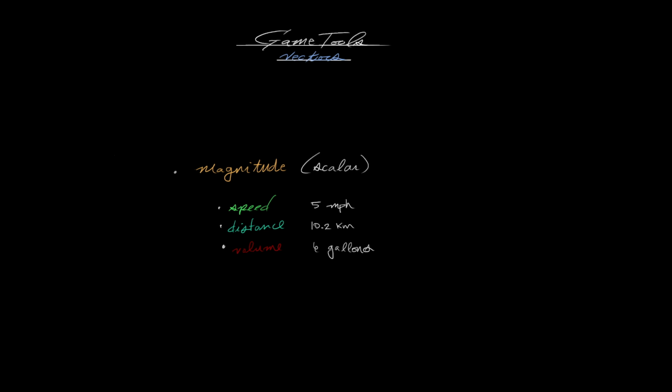For this instance, we have 5 miles per hour. A distance could be a scalar, or volume. Now, a big misconception is that something like speed is the same thing as something like velocity. However, speed only tells you how fast you're moving along a given direction. It doesn't tell you what the direction is that you need to travel in.